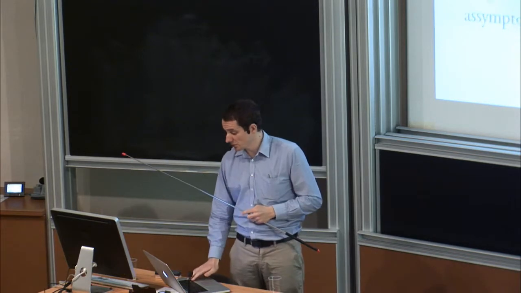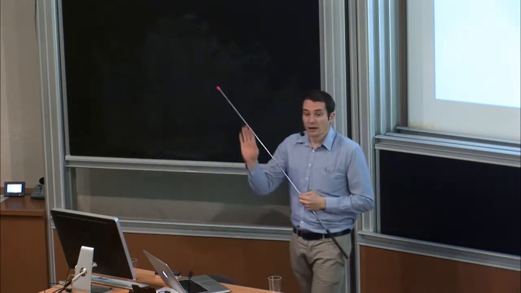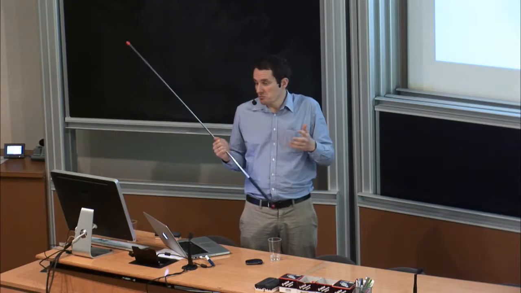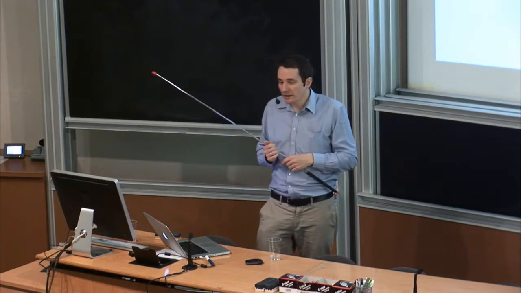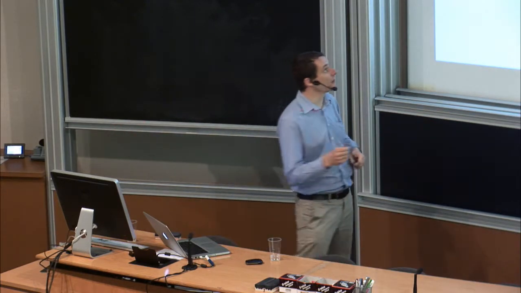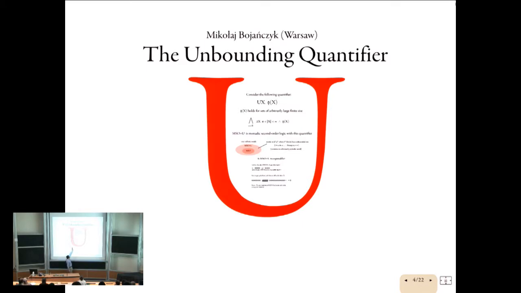And this work here can be seen as this program. So Büchi condition or parity condition is a very simple asymptotic behavior. But there are other asymptotic behaviors which still might be tractable, and we're trying to understand that. Okay, so that's the unbounding quantifier. So I have one new quantifier that I add to MSO. And then what can we say about it?